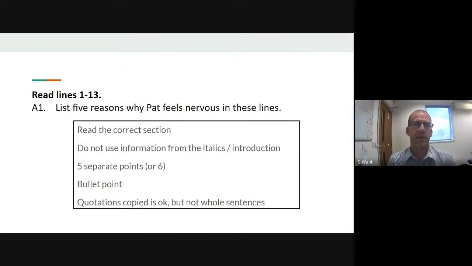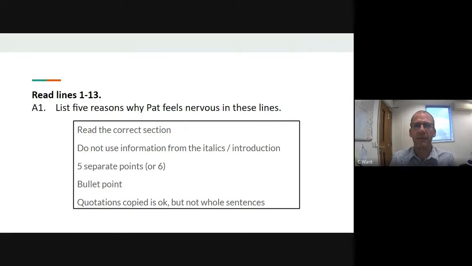Read lines 1 to 13, and then list 5 reasons why Pat feels nervous in these lines. We would encourage you to make sure you're answering from the right section, not to use the italics, and then try and make 5 or perhaps 6 separate points. You can write bullet points. You can copy out quotations if you want, as long as they are short, a maximum of 3 or 4 words. Don't copy out whole sentences because it's not showing that you've understood it. But bullet points, single words or short phrases is absolutely fine.